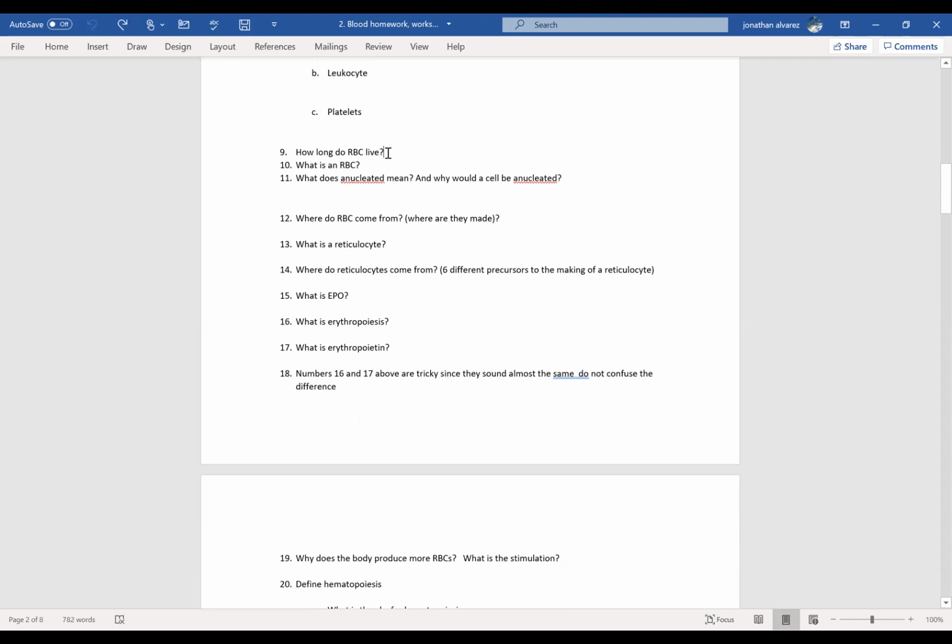Red blood cells live about 120 days. Anucleated means there's no nucleus. Nucleus means mitochondria, which means energy. So it would not make sense for a red blood cell to have a nucleus, because it would burn through the oxygen that's on it.